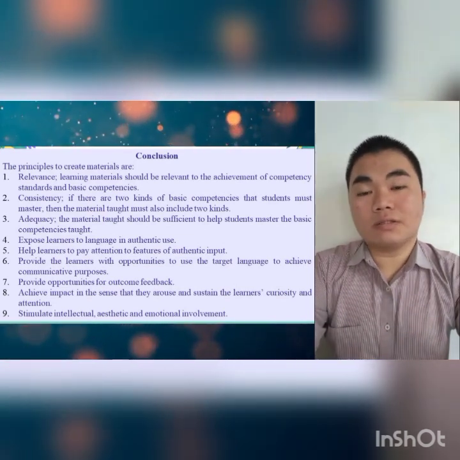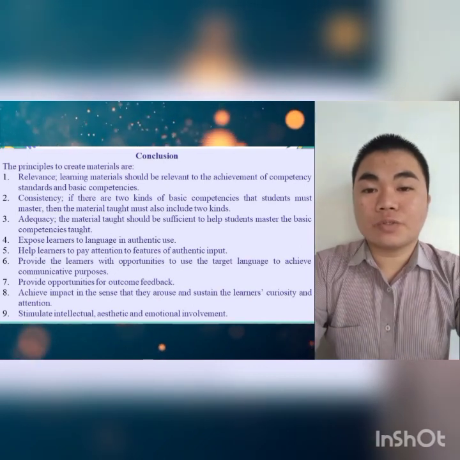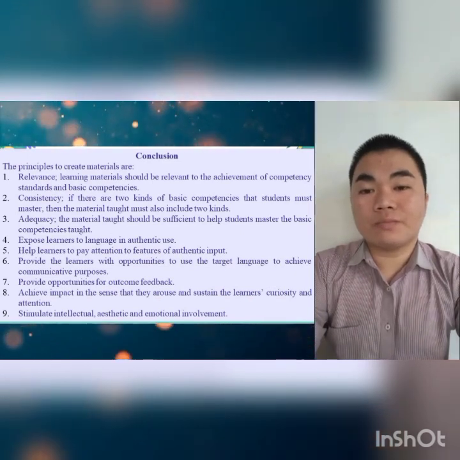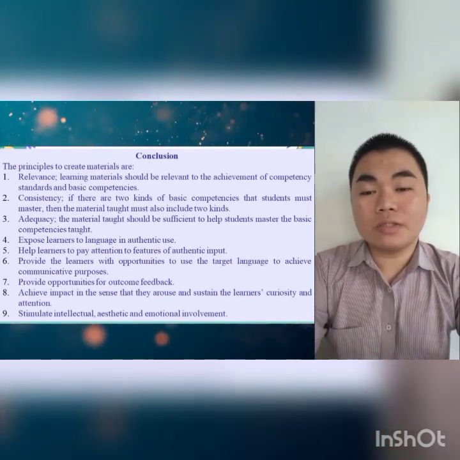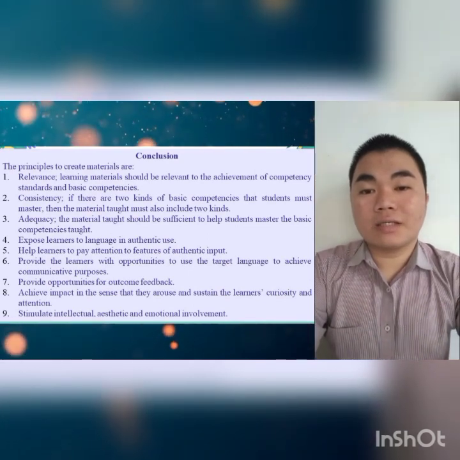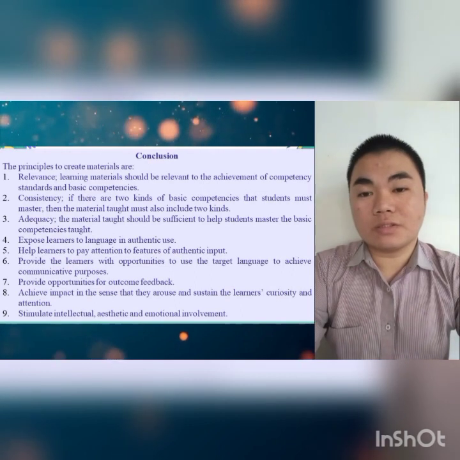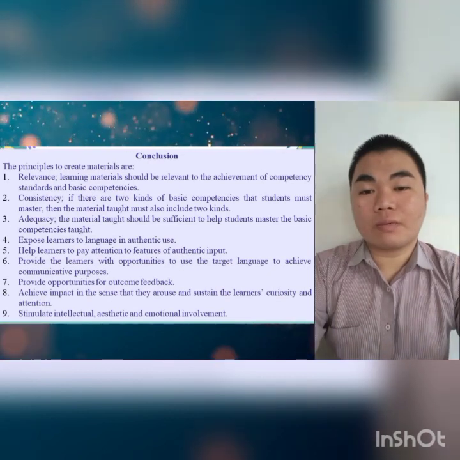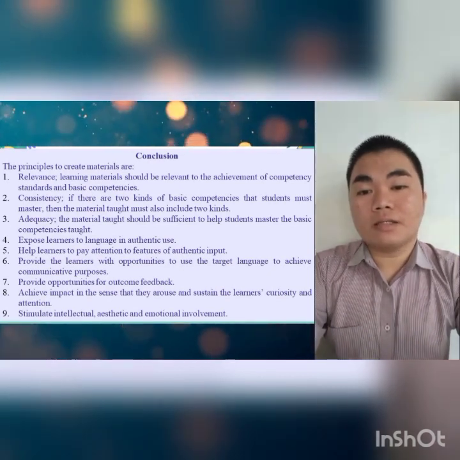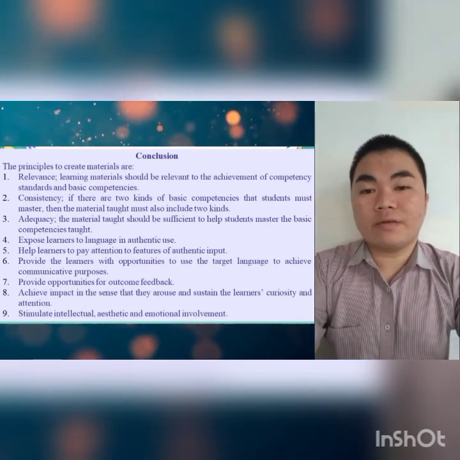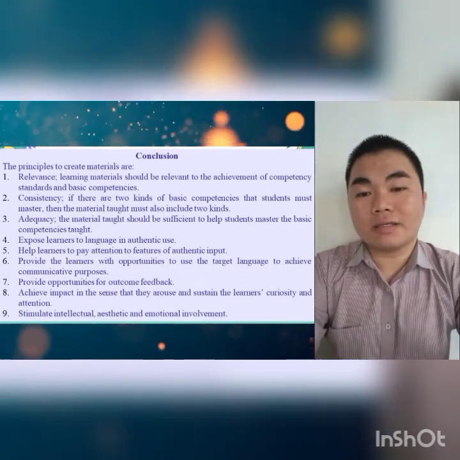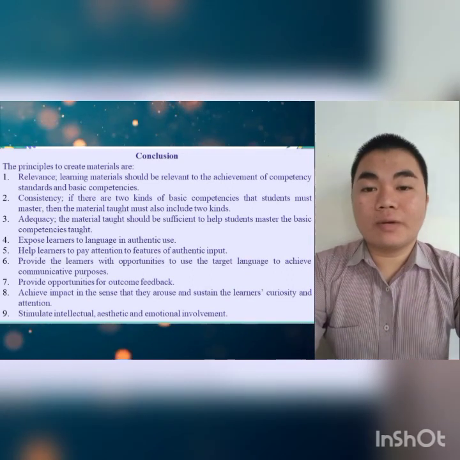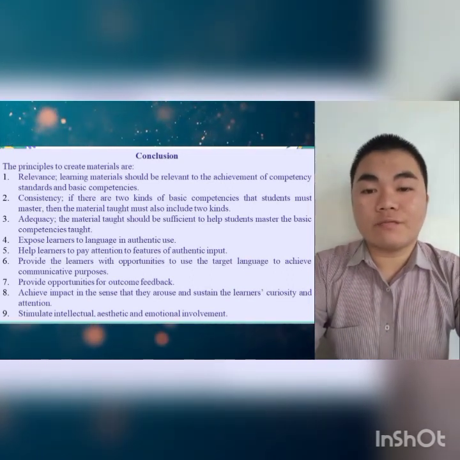The fourth principle is to expose learners to language use in authentic use. The fifth is to help learners pay attention to features of authentic input. The sixth is to provide the learners with opportunities to use the target language to achieve communicative purposes. The seventh is to provide opportunities for outcome feedback. The eighth is to achieve impact, in the sense that they arouse and sustain the learner's curiosity and attention. And the ninth is to stimulate intellectual, aesthetic, and emotional involvement.